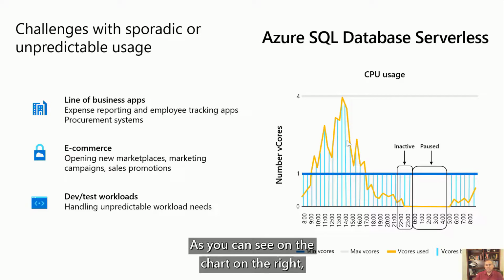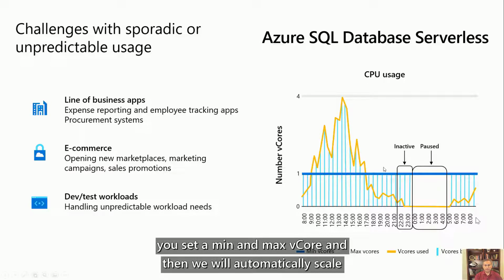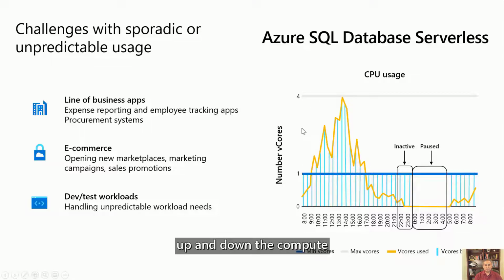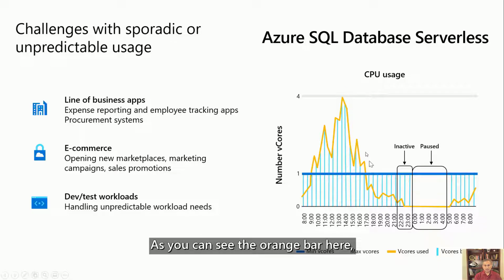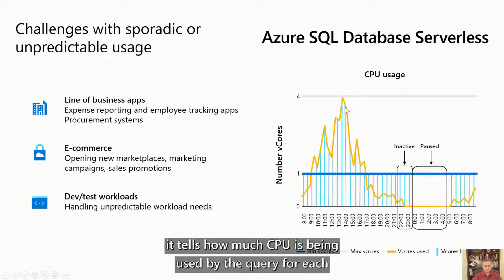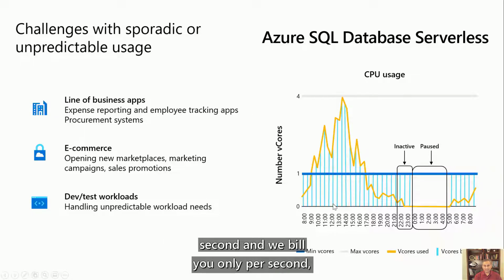And as you can see on the chart on the right, you set a min and max vCore, and then we will automatically scale the compute up and down between that range as your queries come in. And as you can see, the orange bar here tells how much CPU is being used by the query for each second, and we bill you only per second. So that's the lowest granularity in the entire industry.